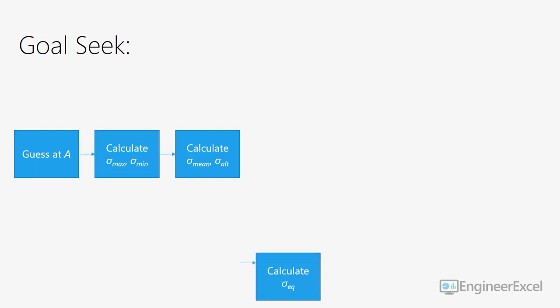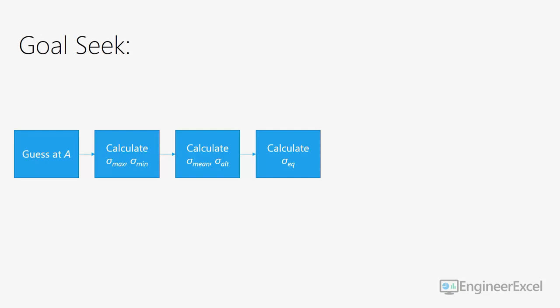Now I've kind of flowcharted here how we're going to use GoalSeek to solve this system of equations. The first thing we're going to do is we're going to take a guess at the total area of the bolts that's holding the lid on the pressure vessel. We're going to use that guess then to calculate sigma max and sigma min, the max and min stresses in the bolts. From there, we can calculate the mean and alternating stress in the bolts. And once we've done the mean and alternating stress, we can calculate the equivalent stress.